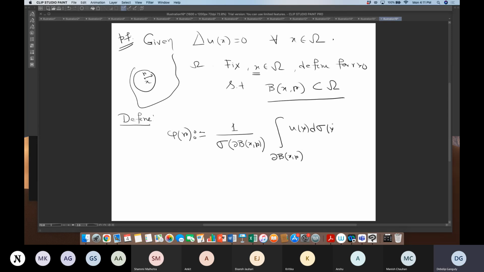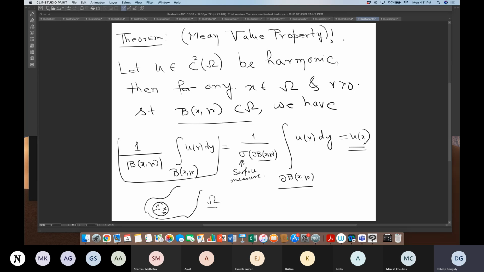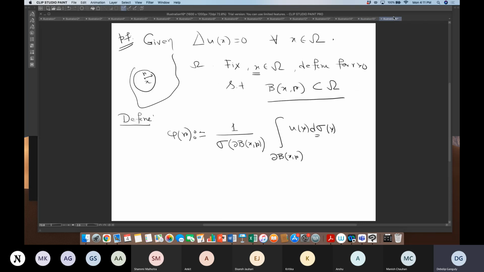D sigma 1. You know what sigma means. So I have taken this, I define, for fixed x, I have fixed x in the domain, and I define for r, I define this. R is a function, right? Now I have not fixed r because we will take for all r, for all those r this phi is defined for all those r such that B(x,r) is contained in omega. Is that clear? But then we can define this.